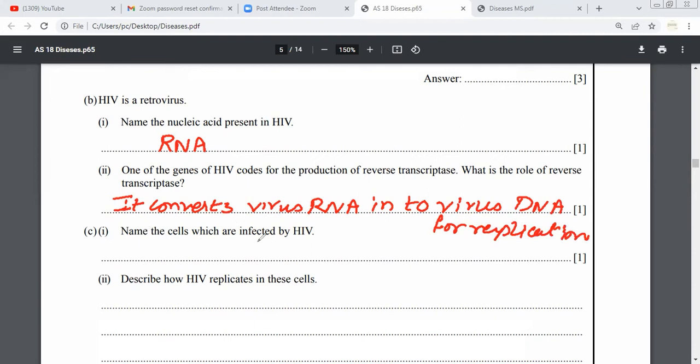Name the cell which are infected by HIV. Helper cell or T cells and T lymphocytes. These are all the same name.